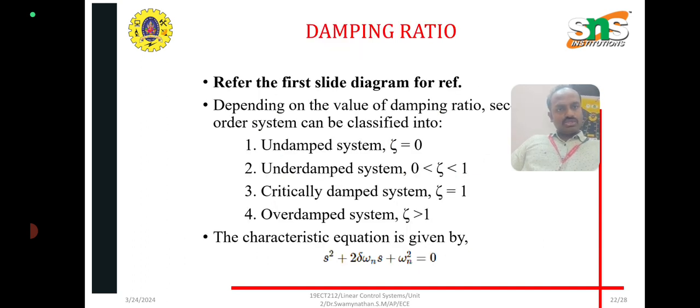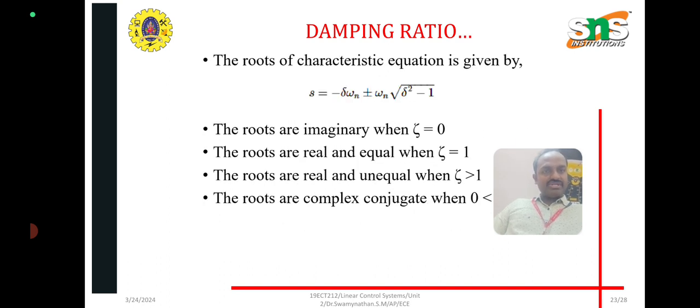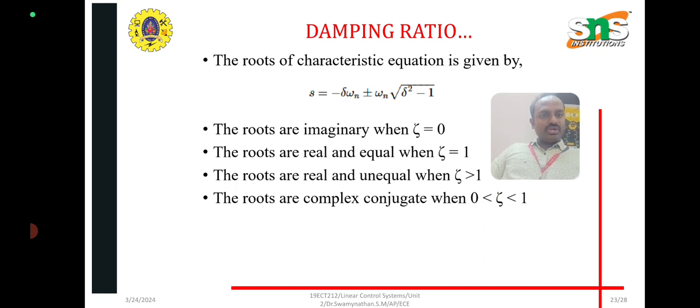The damping ratio defines two cases: underdamped, and the third and fourth are critically damped and overdamped. For the characteristic equation, the roots are minus tau omega n plus or minus omega n root of tau squared minus 1. The roots are given for tau equal to 0, tau equal to 1, tau greater than 1, and tau between 0 and 1. Tau equal to 0 means imaginary, equal to 1 means real and equal, greater than 1 means real and unequal, and 0 to 1 means complex conjugate.